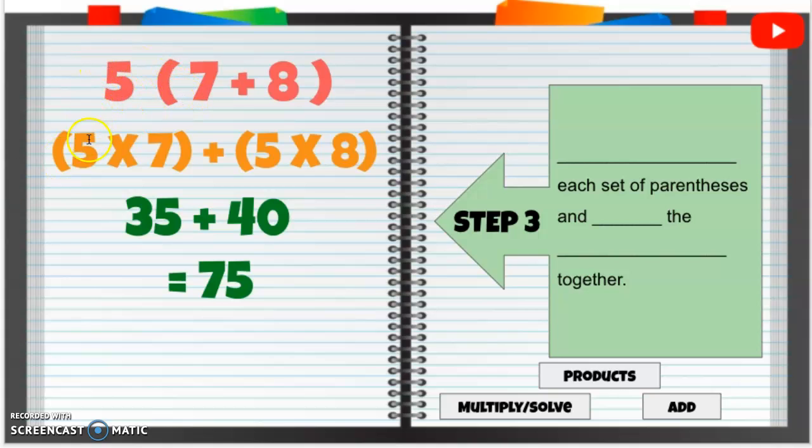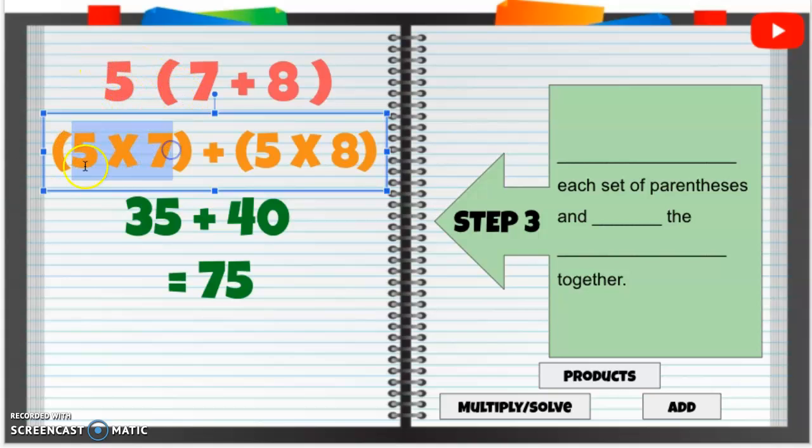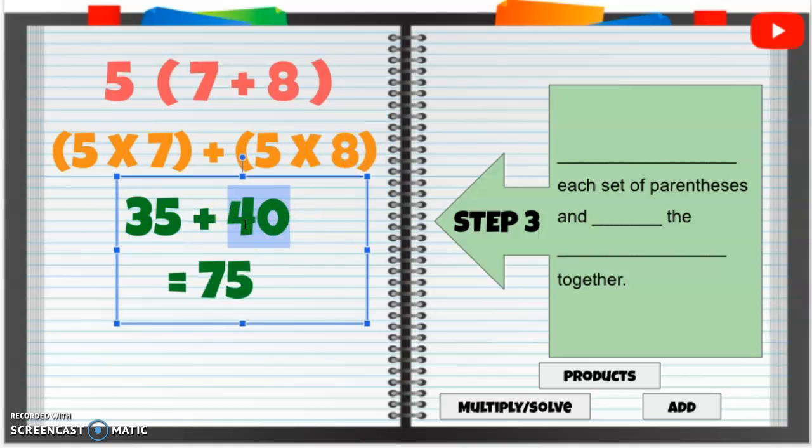So then when we solve this, 5 times 7 equals 35. This 5 times 8 equals 40. Remember our order of operations: Please Excuse My Dear Aunt Sally. And then you again bring that addition sign down.